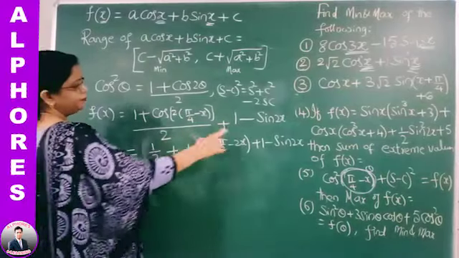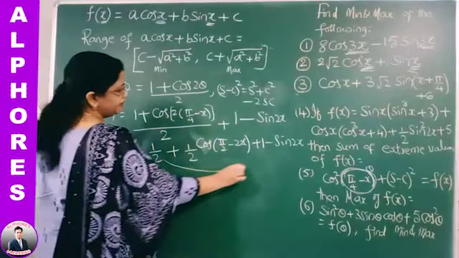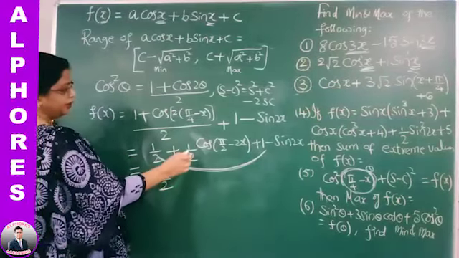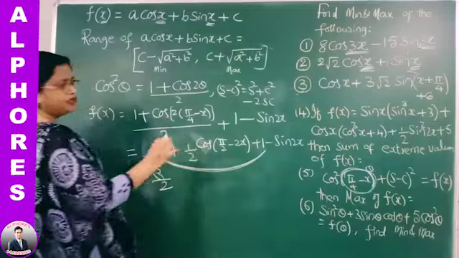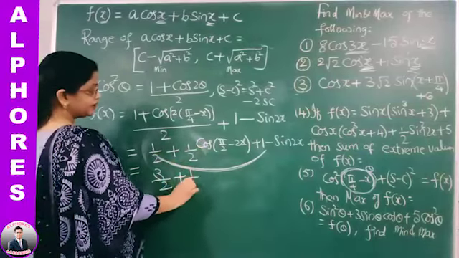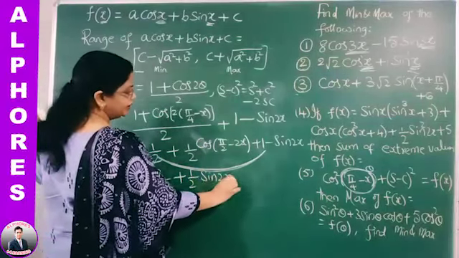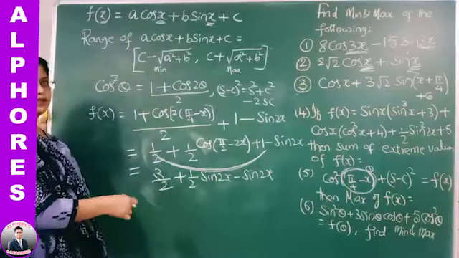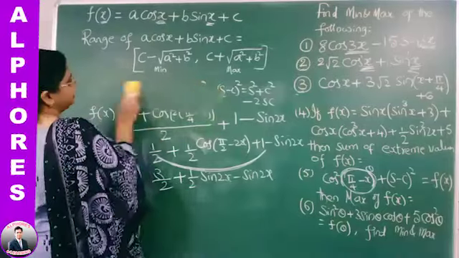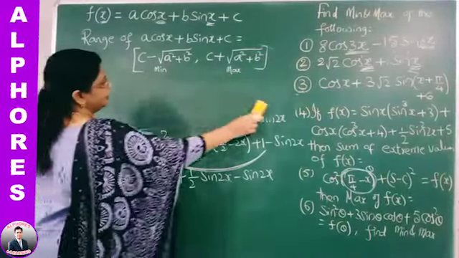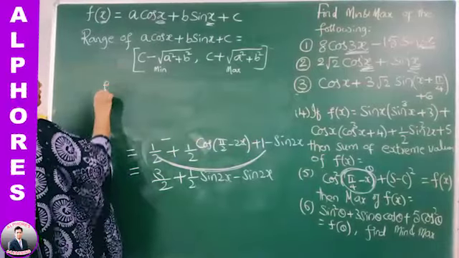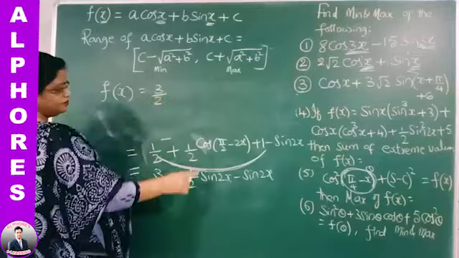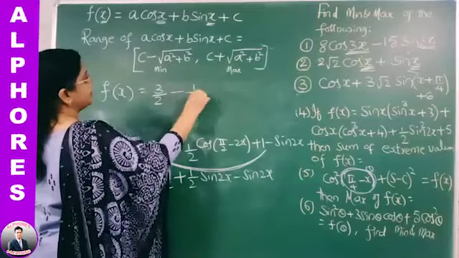Now 1 by 2 plus 1, what is that value here? 3 by 2. So this is 3 by 2. And next value, it is sin 2x, plus half sin 2x. And next value is minus sin 2x. So 1 by 2 minus 1 means it is again minus half. Hence finally, what is our value here? The f of x value you got is nothing but the first term 3 by 2 and the next value is minus half sin 2x.